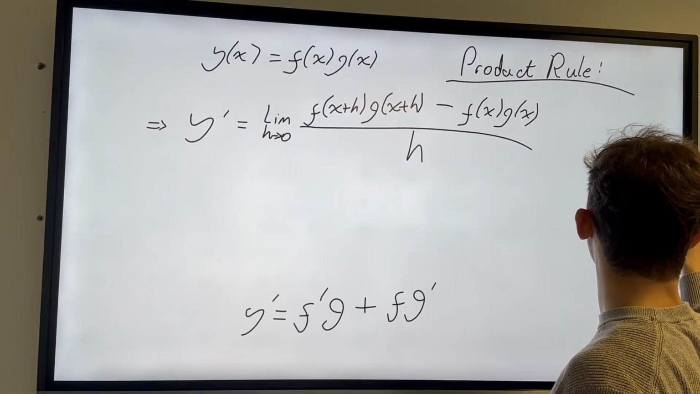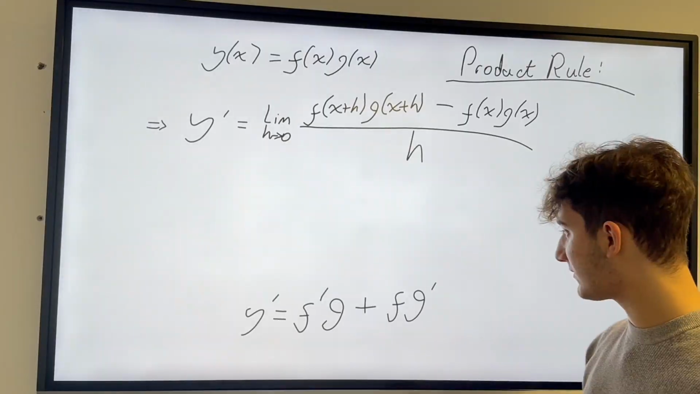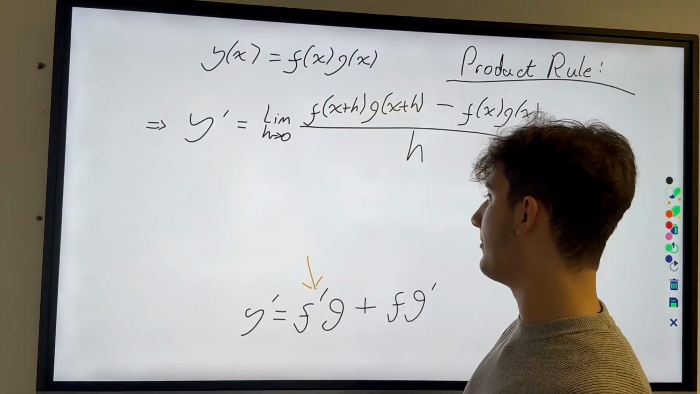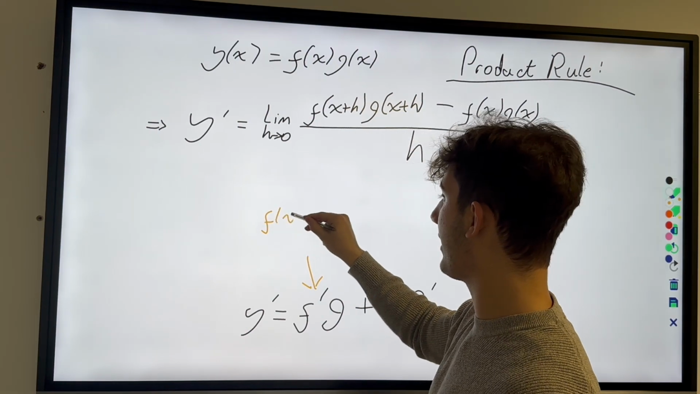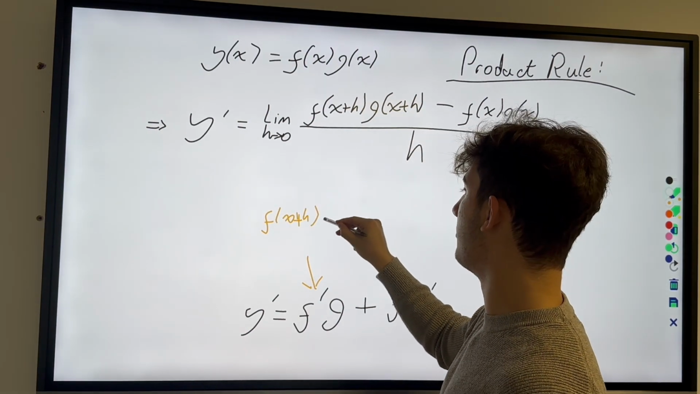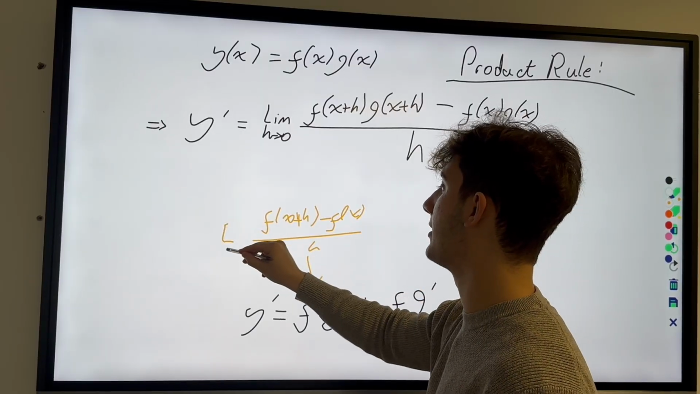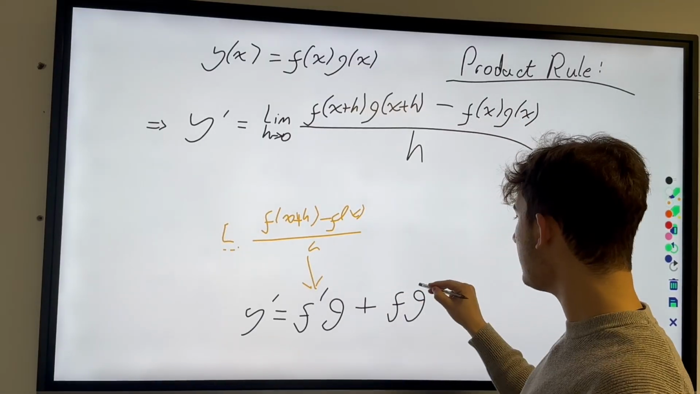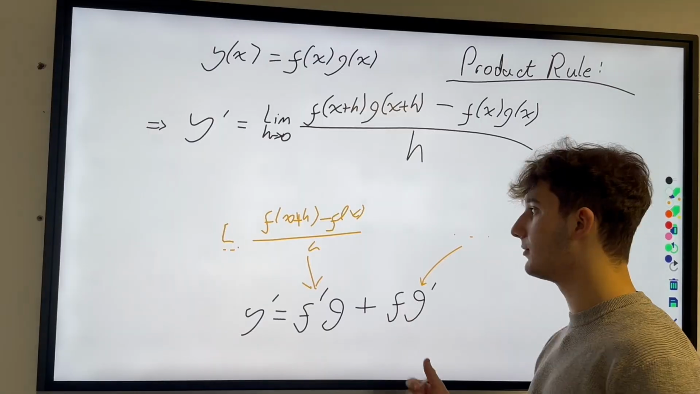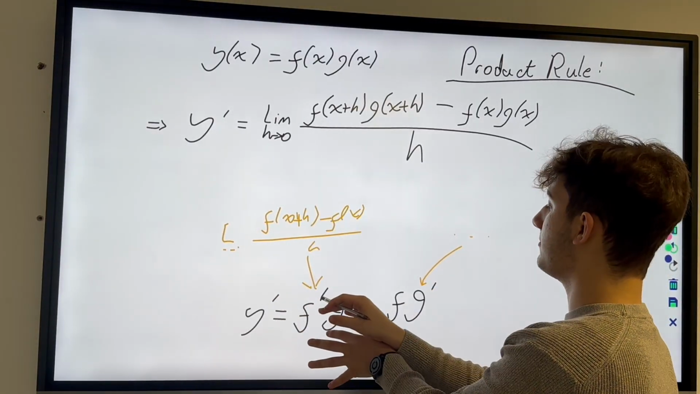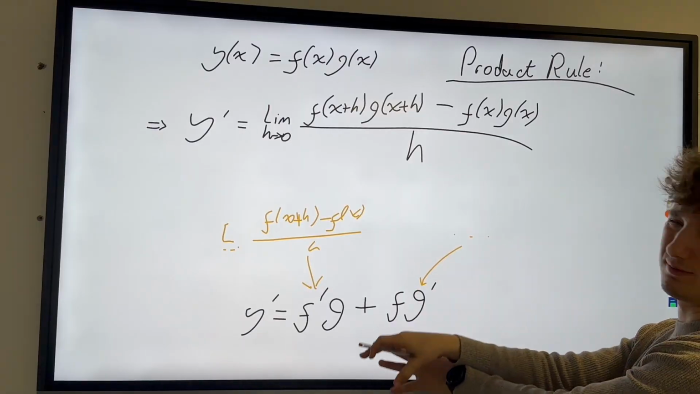We know that, so we can break this down. We know that f prime is going to be f of x plus h minus f of x over h, with that limit going on. And we know that the same is going to be for g. So we somehow need to get it. So we've got this times by g, and we've got that derivative times by f.